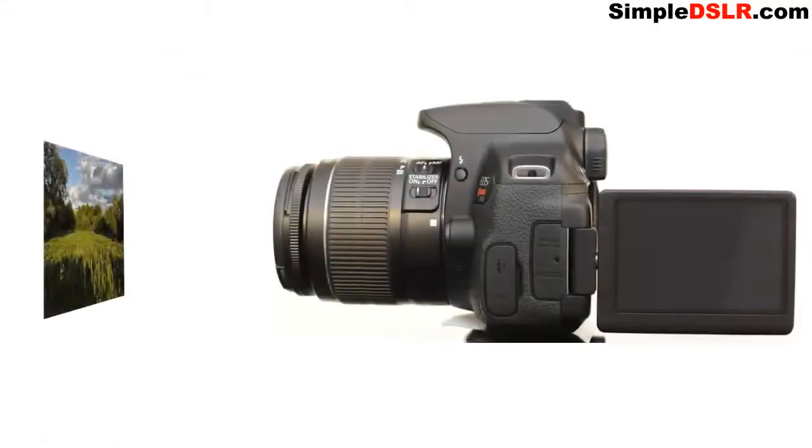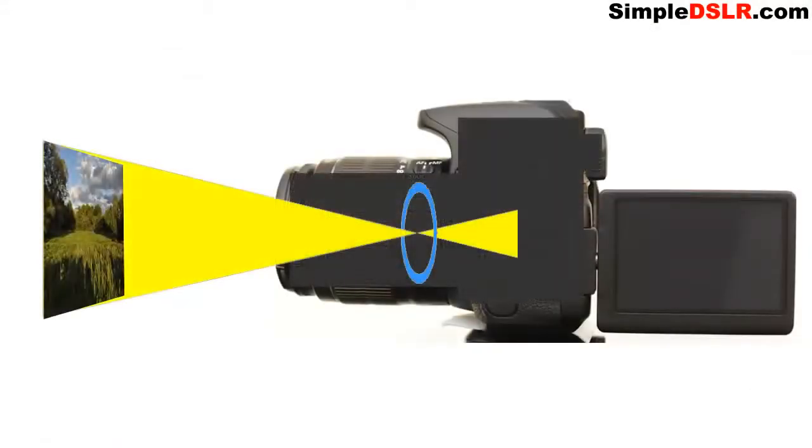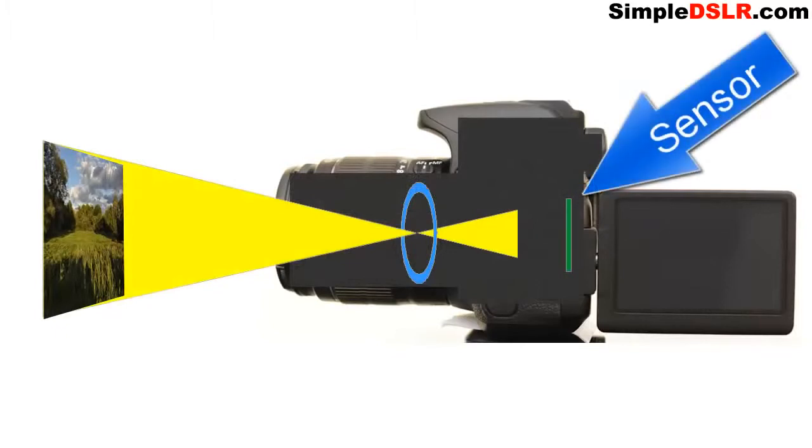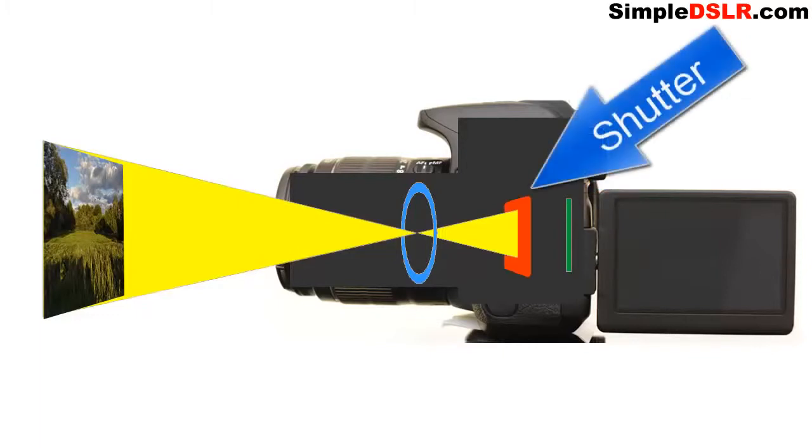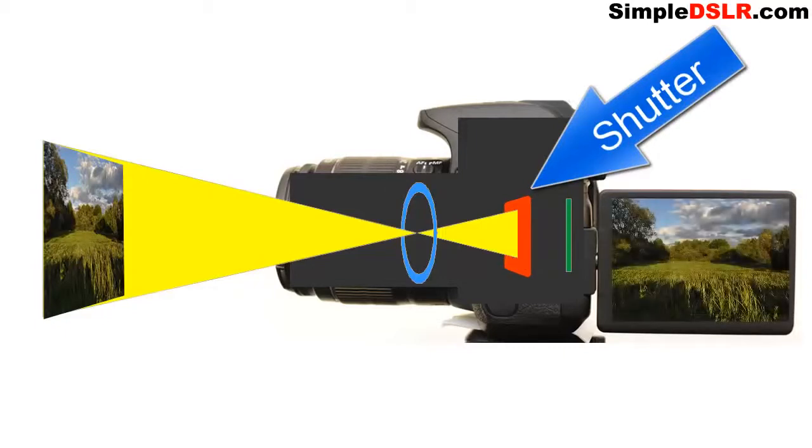So the way your camera works is all the way in the back you have an image sensor which is light sensitive, and before the digital image sensor that was film. And right in front of that image sensor is where the shutter sits, and that shutter is a curtain that opens and closes to expose that image sensor to light so that way it can capture your image.